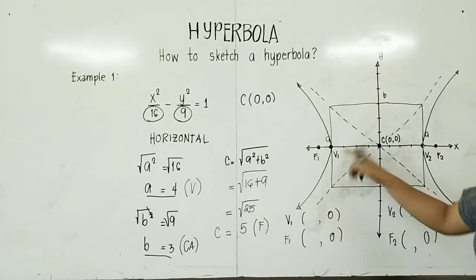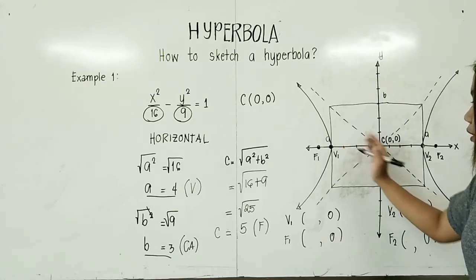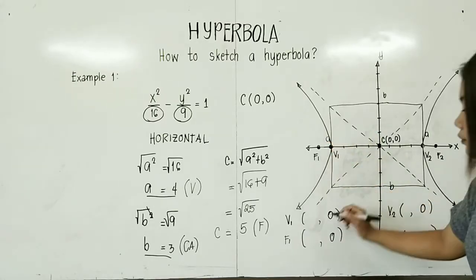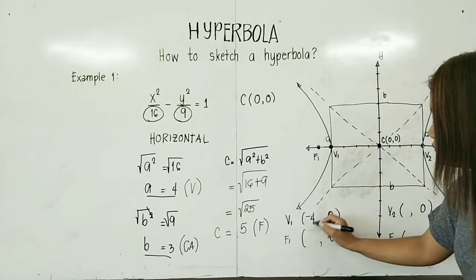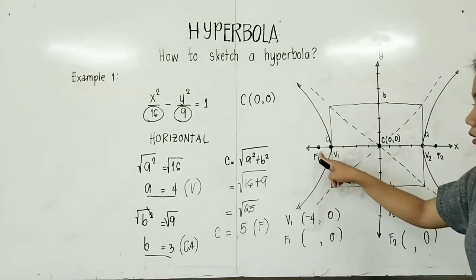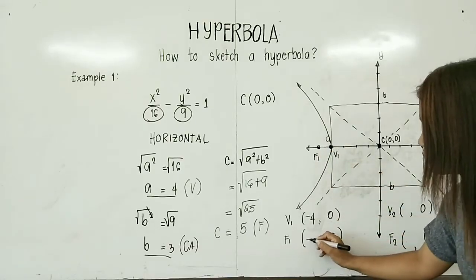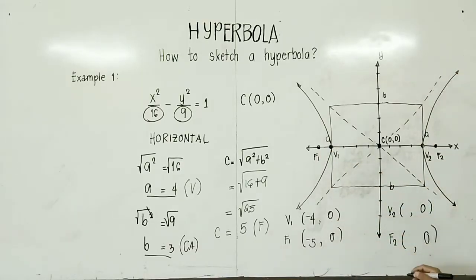So vertex 1 we have here 1, 2, 3, 4, and this is negative because it is in the left. So negative 4. So this is negative 5 because this is negative 4. And for our vertex 2 we have positive 1, 2, 3, 4. So this is 4 and this is positive 5. 1, 2, 3, 4, 5. So these are the coordinates of our vertices and our foci.